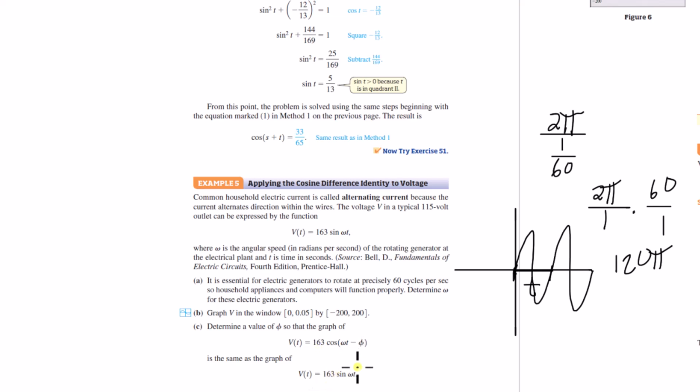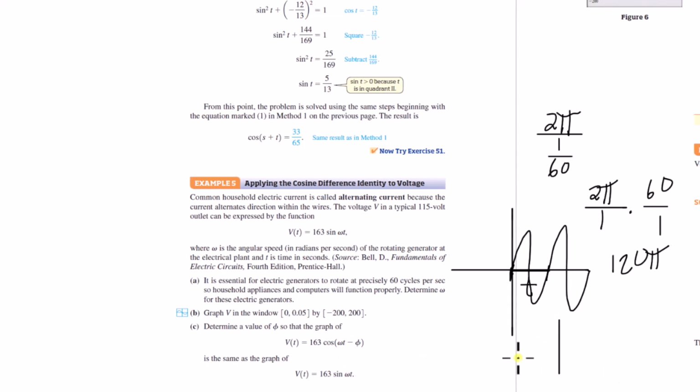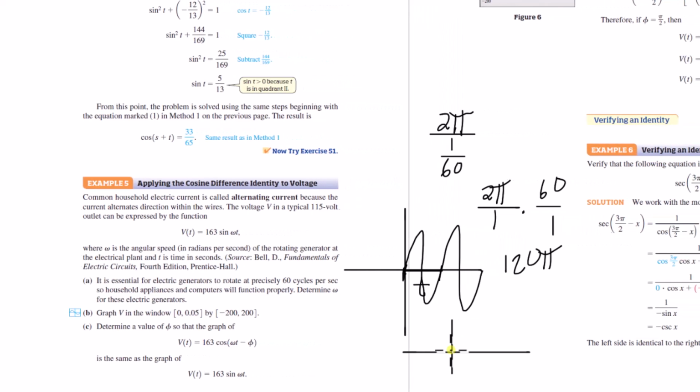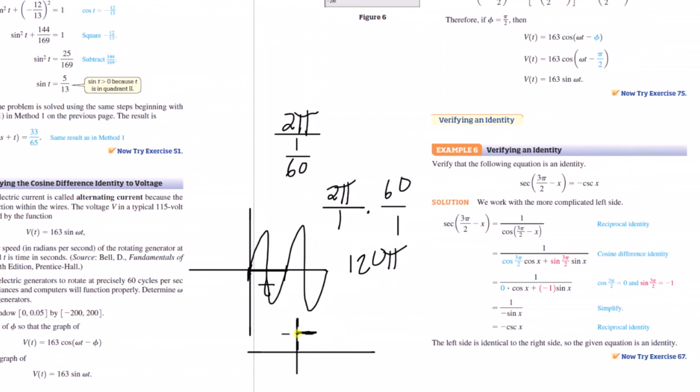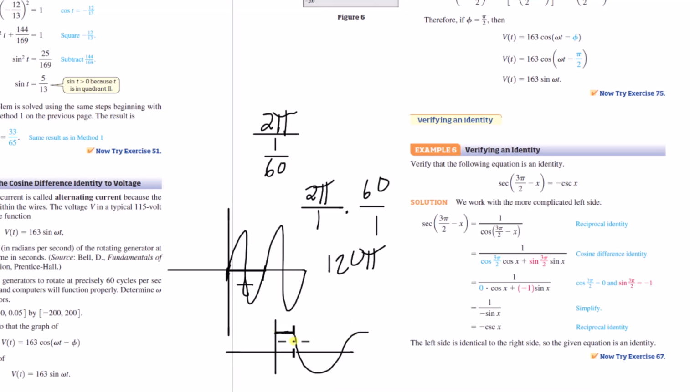Well, there are 2 ways we can look at this, and I'm assuming they want us to use the difference identity for cosine, but you could also look at it in the sense that if we know the period was 1 over 60, then we can apply a shift. So if we shifted, let's see, we start with cosine, and we want to shift it, so minus psi, we're going to be shifting it to the right.